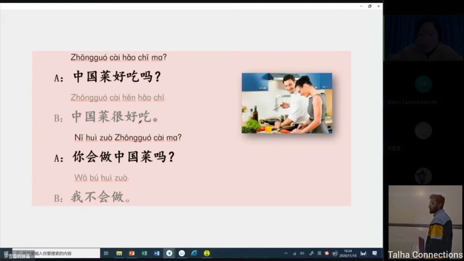And some examples like 中国很大. 中国人很多. 很多 means very many, a lot. So there are many Chinese people, or Chinese people are so many. 中国很大, 中国人很多, 他很好. 他很好, he's very good. Yeah, that's the positive.